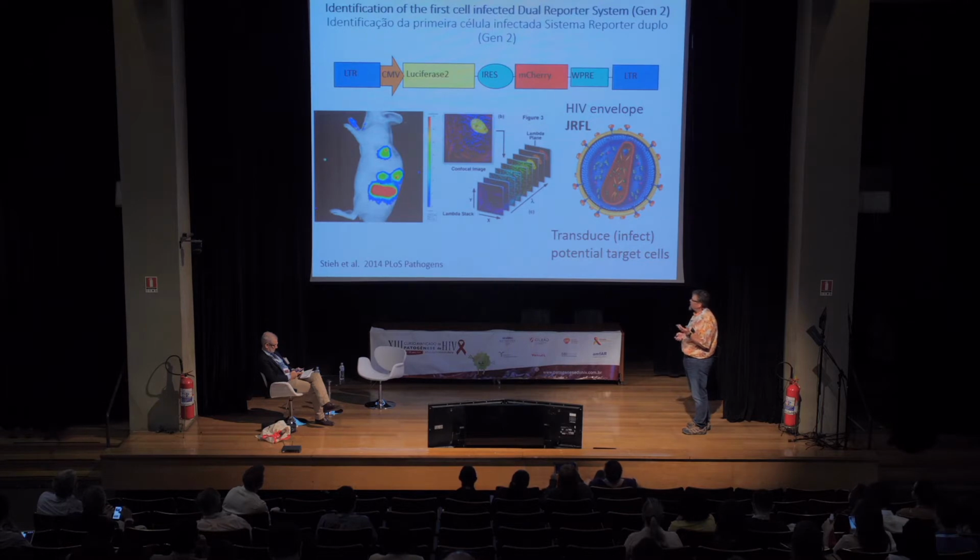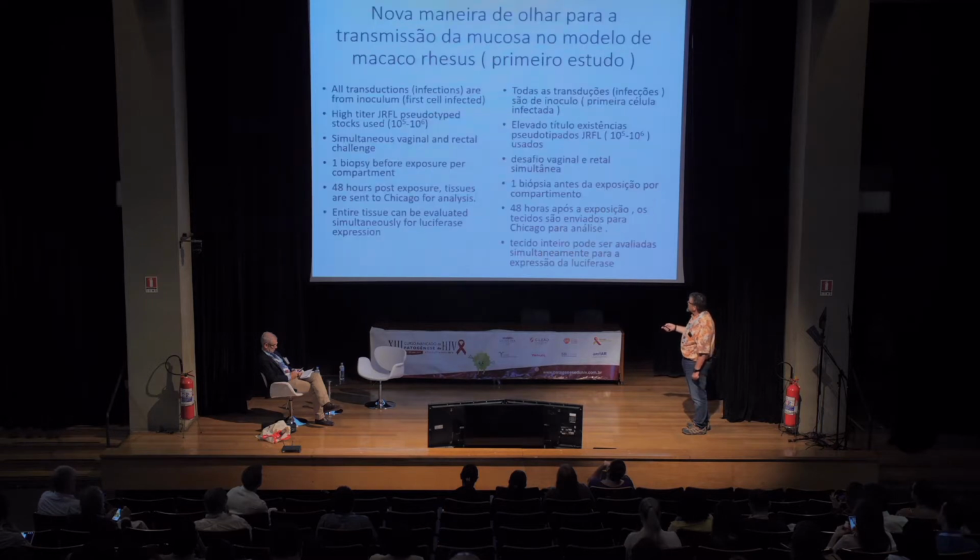So we developed a system to find early foci of infection using a vector. And so it's luciferase, which allows us to find the site of infection. And then cherry allows us to find the individual cells that have been transduced by this vector. And so this is a new way to look at transmission. And so these are transductions. This cannot replicate. So any events you detect come from the inoculum of the challenge. That has advantages and disadvantages. It is a high titer stock.